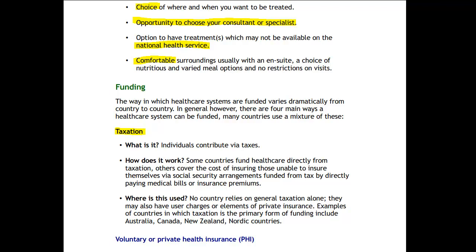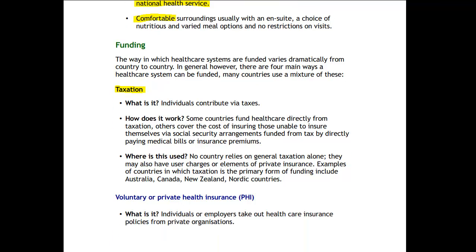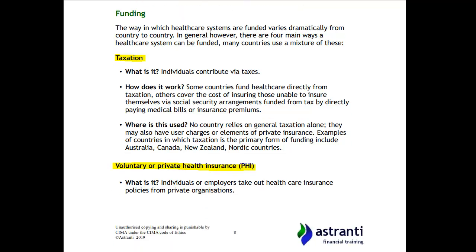So the tax that individuals pay goes into a central government fund, which is then used to provide publicly funded healthcare services to the citizens of that country. Now, the other most common type of healthcare cover is from voluntary or private health insurance, or PHI. So essentially, this is where individuals or employers take out healthcare insurance policies from private organisations.